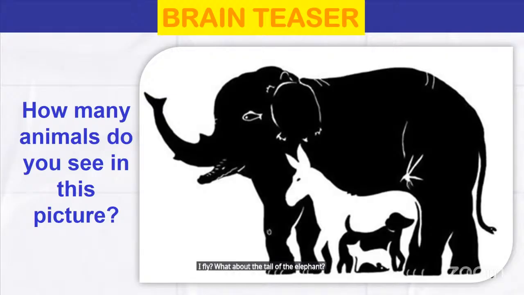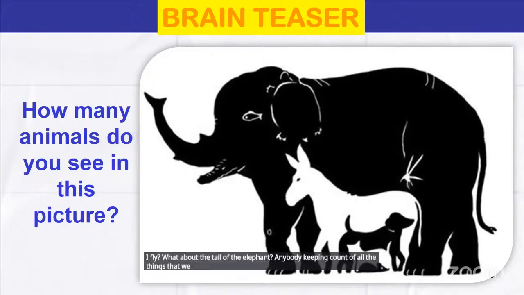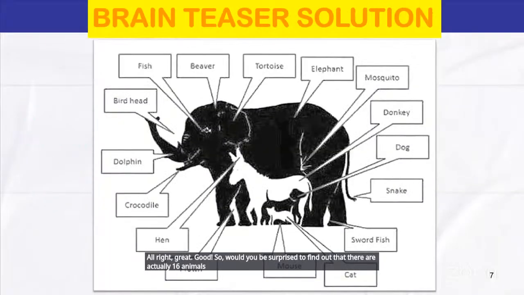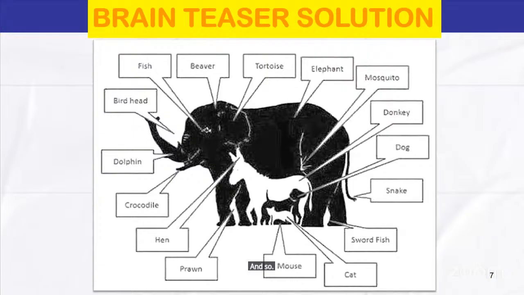Anybody keeping count of all the things that we have identified? A snake. All right, great. Good. So would you be surprised to find out that there are actually 16 animals comprised in this picture? And so this is our solution. If you'd like to take a screenshot for your own interest, that's fine. But there are 16 animals identified here from such a simple picture, right?